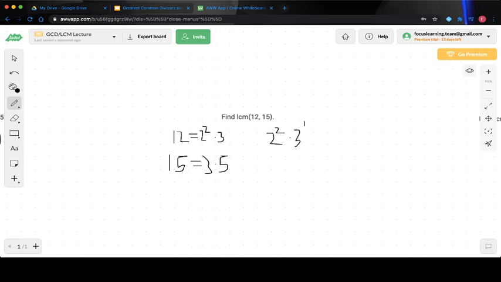And then we consider the prime 5 next. In 12, it's 5 to the power of 0, while in 15, it's 5 to the power of 1. So, since we've considered all the primes, this is the least common multiple of 12 and 15. Essentially what we did is for each prime we considered, we take the greatest exponent between the two numbers.